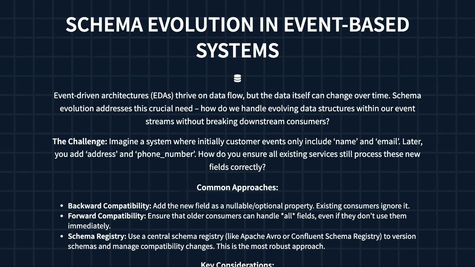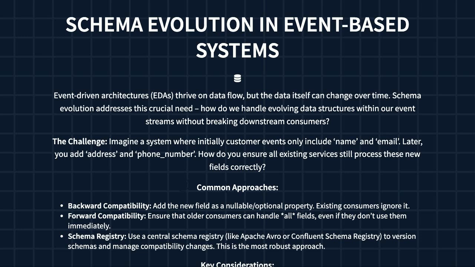Let's talk about how schemas change in event-driven systems. It's a really important consideration. As your applications evolve, the data you're sending as events might also need to grow. Initially, you might only have a customer's name and email address, but later you add things like their full address or phone number. The trick is making sure all your services can still process this new information without breaking anything.